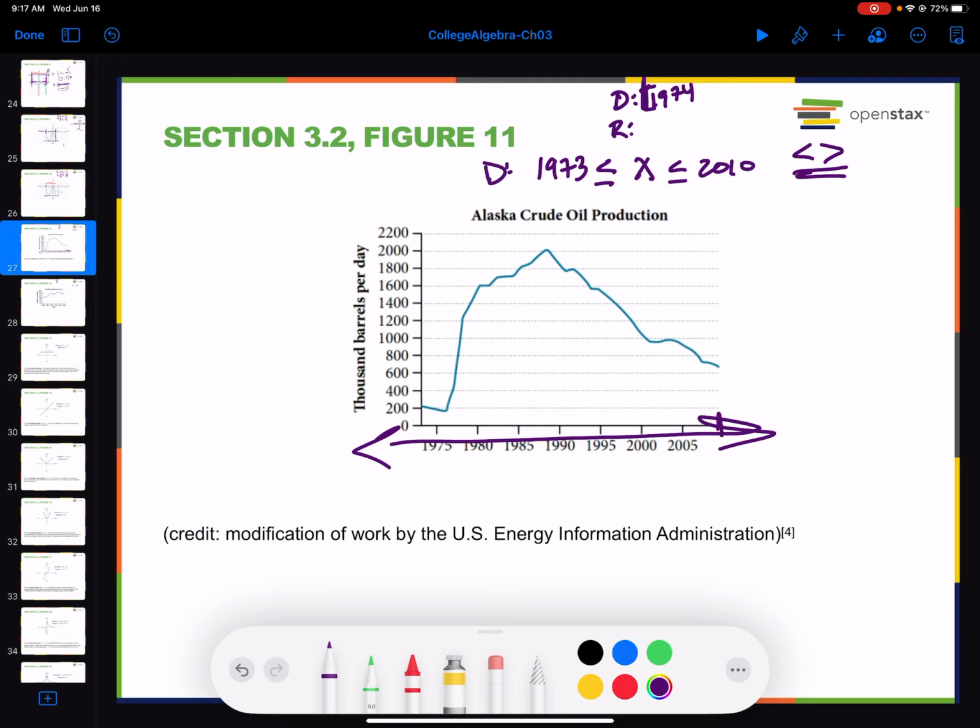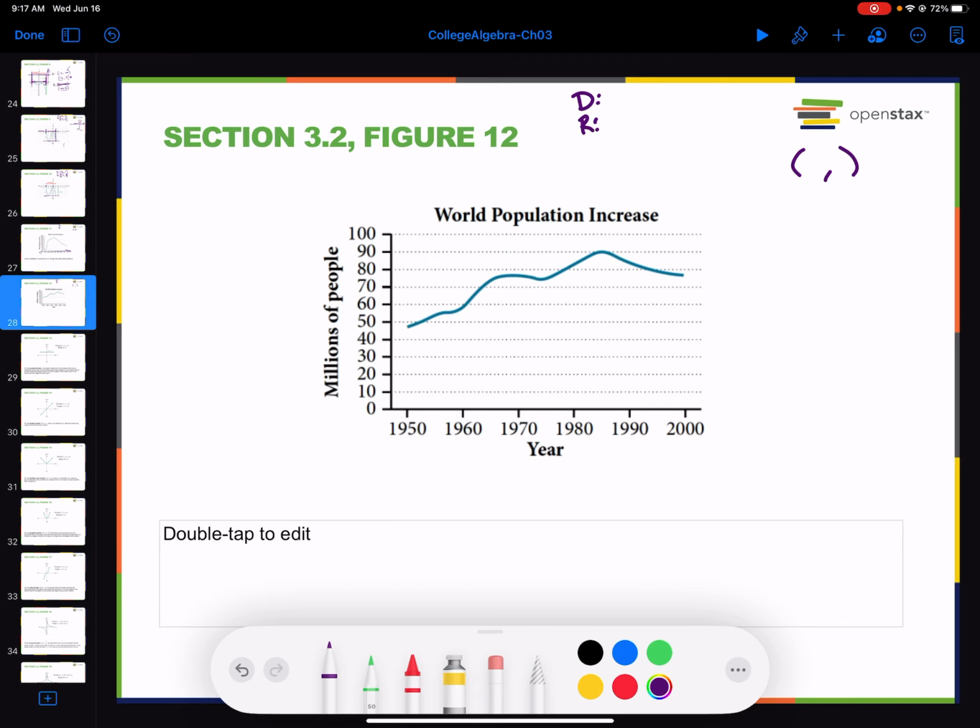And then our range, so that's our vertical distance. We're going from here, which let's say is about 180. So our range is going to be values from 180 to, it looks like 2000. So there are your domain and range, still using interval notation. And then in this one, inequality notation for the last slide, and then interval notation for this one.